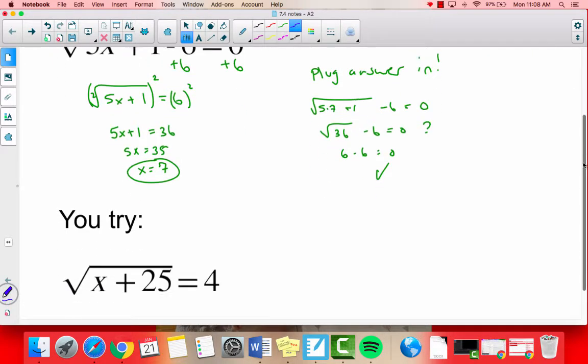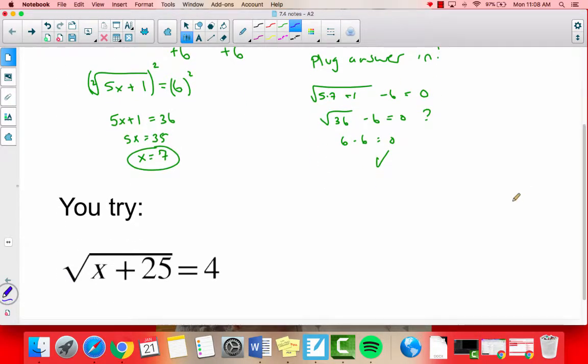Here's an example that you can try on your own if you're not sure, and then you could, of course, have me check that in class if you need it. Okay? So let's move on to the next example.